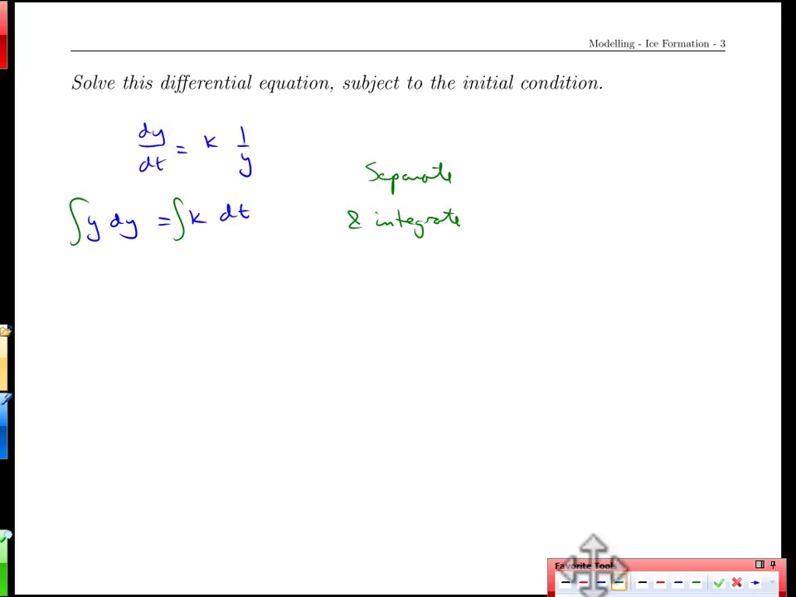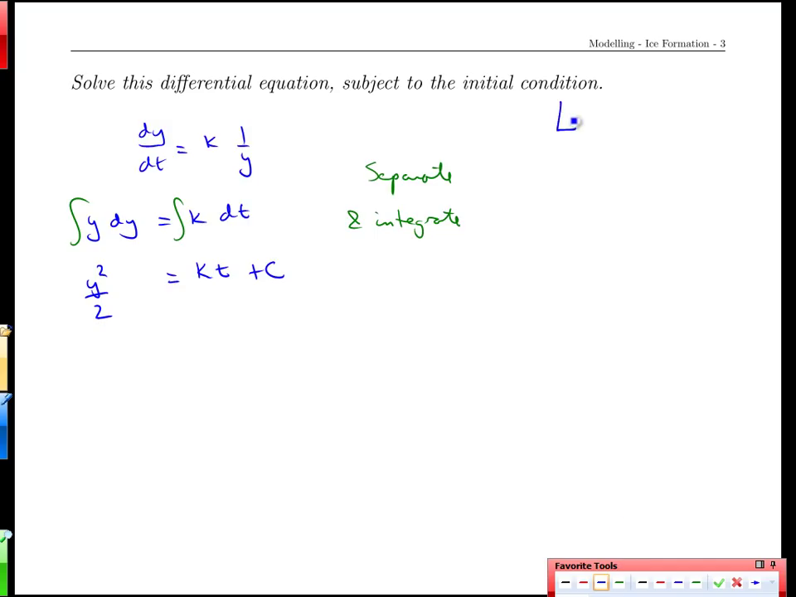Integrate both sides. This is about as easy as it gets. That's kt. This is y squared over 2, plus 1 constant. If we merge all the constants from both sides, we get a nice equation there. Or if we follow this up, we can solve for y, and actually we've got an initial condition. Let's do that right now.